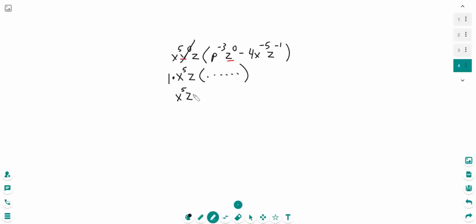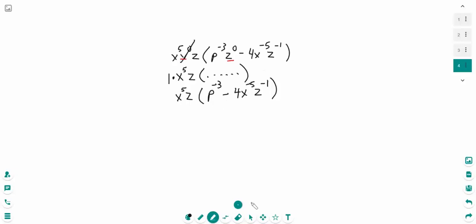So we have x to the fifth z, and then we have our parenthesis. Now we have a p to the negative 3 times a z to the 0, which again is just a 1. So a p to the negative 3 times a 1 is still just a p to the negative 3, right? So we can just eliminate that z to the 0 and continue with our minus 4x to the negative fifth z to the negative 1. Boom. We've simplified it. We've eliminated a couple of variables here. The z to the 0 and the y to the 0, they're both gone. That's handy. We've made the problem just that much simpler. Now we can go ahead and distribute through.